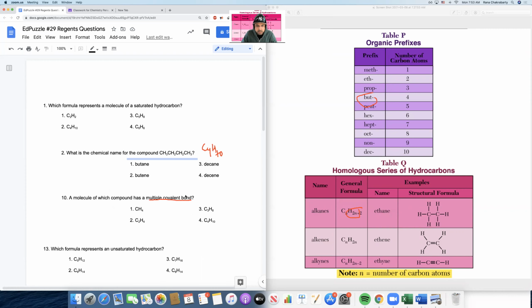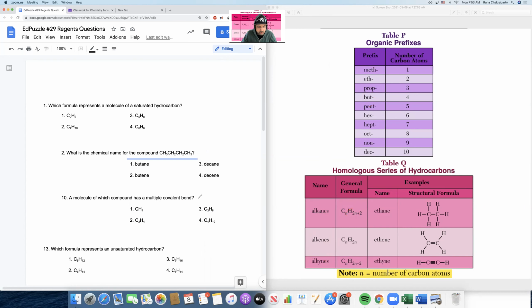That's just saying which one has a double or triple bond. So this would be anything that has less than double plus 2. So it has to be alkene or alkyne. So this is an alkane. This is exactly double, so it should be an alkene. So this should be our answer. This is double plus 2, 8, right? 3 times 2 plus 2 is 8. And then 4 times 2 plus 2 is 10. So these are alkanes. Only one that's alkene or alkyne is choice number 2.